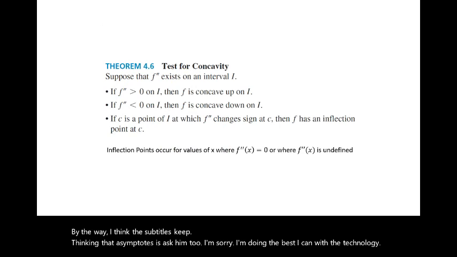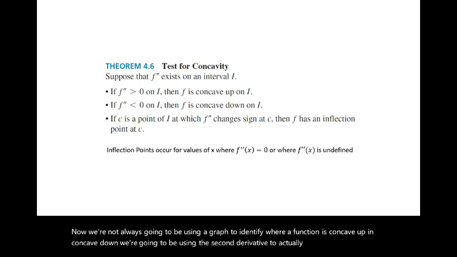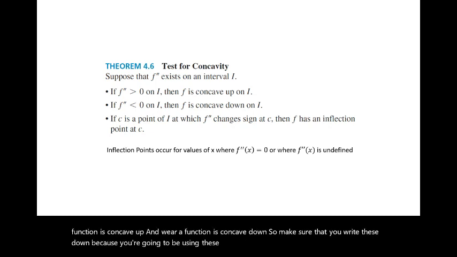Now, we're not always going to be using a graph to identify where a function is concave up and concave down. We're going to be using the second derivative to actually test to see where a function is concave up and where a function is concave down. So make sure that you write these down because you're going to be using these tests for concavity all the time.